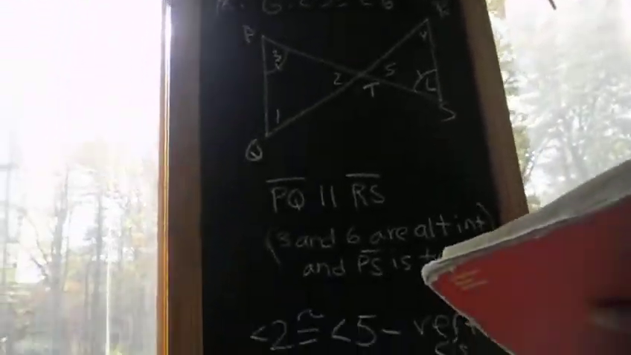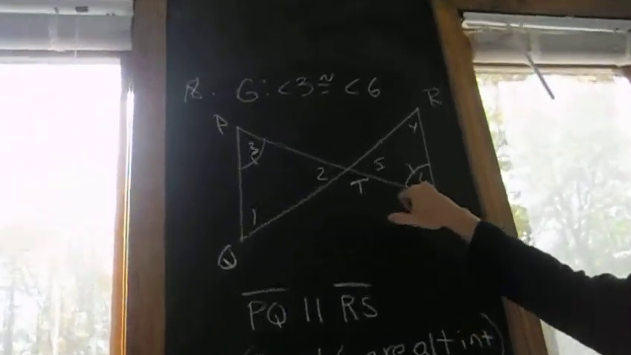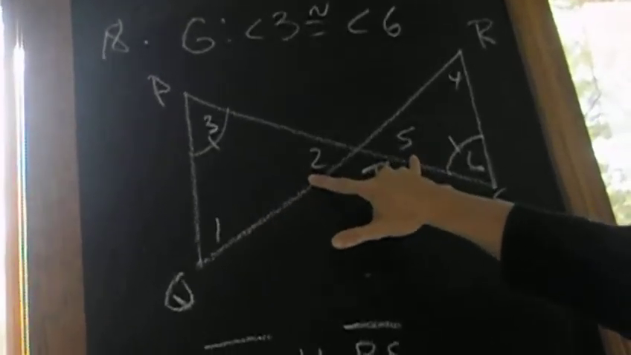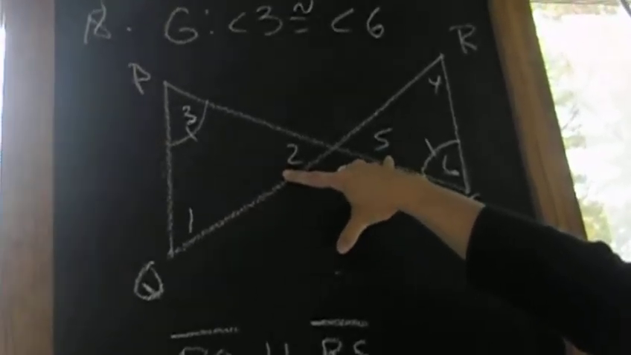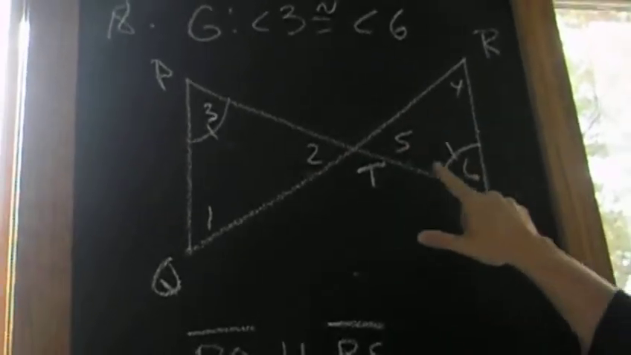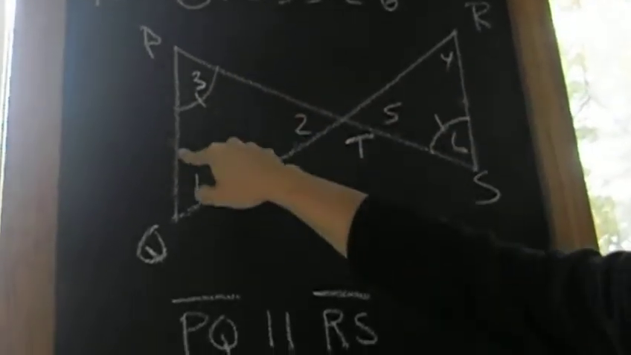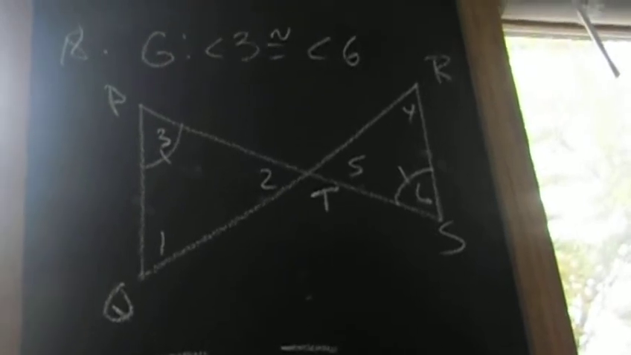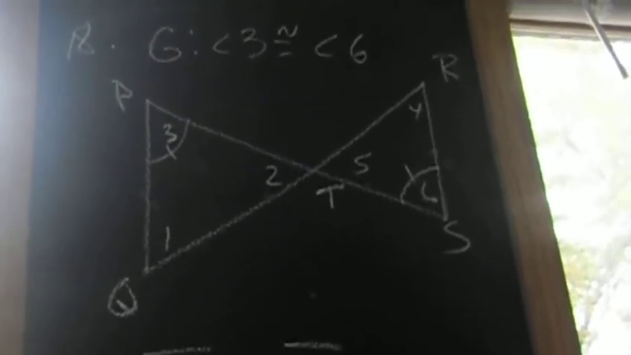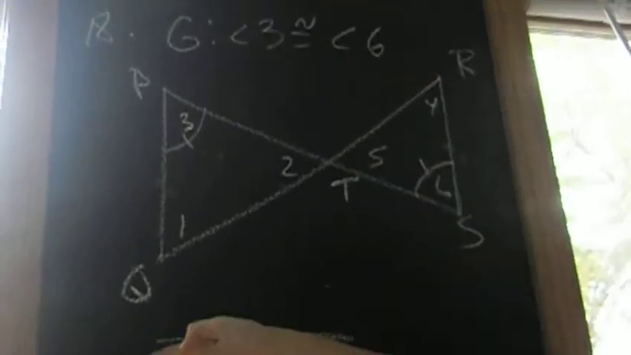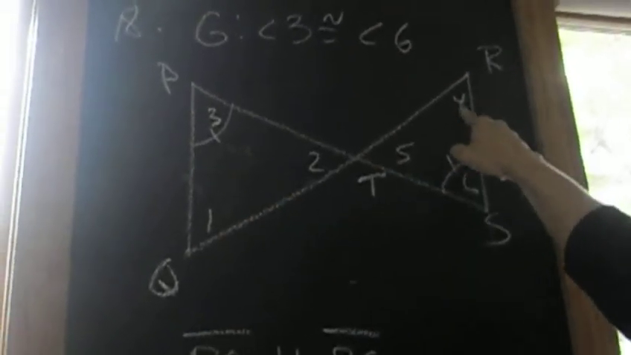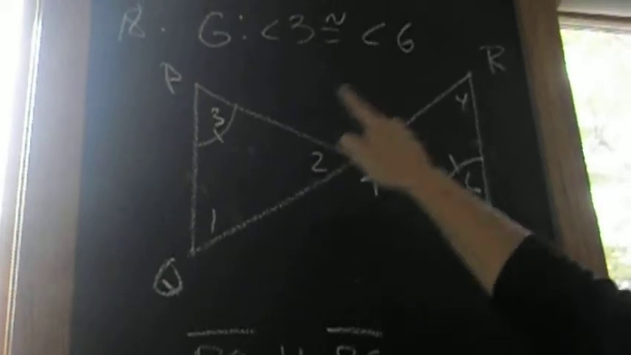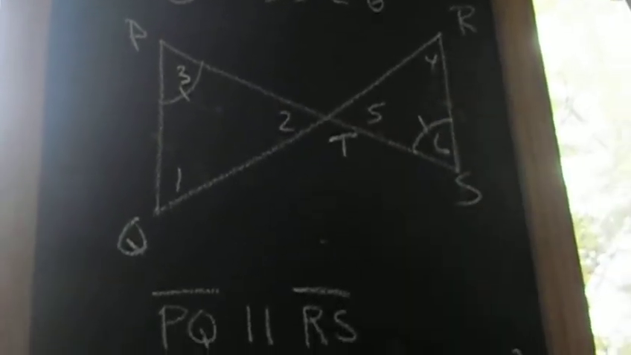Number 18 says, given angle 3 and angle 6 are congruent, so I drew in my little congruent signs. We know that these two are going to be congruent because they're vertical angles. But if those two are congruent, then these two lines must be parallel, PQ and RS, because if alternate interior angles are congruent, then the two lines that make them are parallel. So PQ is parallel to RS. And then therefore, if those two lines are parallel, then these two are also alternate interior. So angle 1 is congruent to angle 4, alternate interior angles.